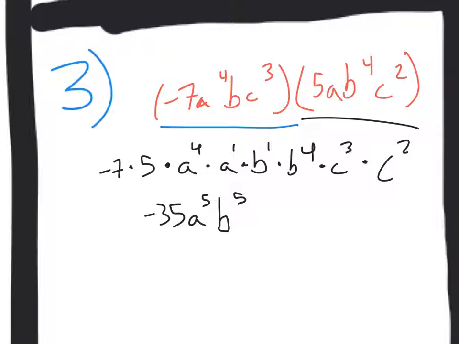Okay, bases are the same here. We've got c cubed, c squared. So this time it's going to be c to the 5th power, since 3 plus 2 makes 5.